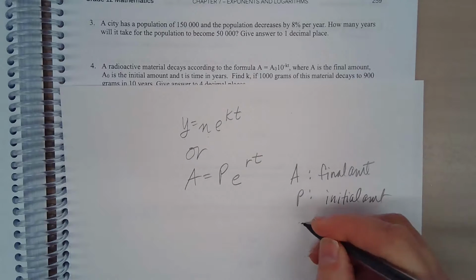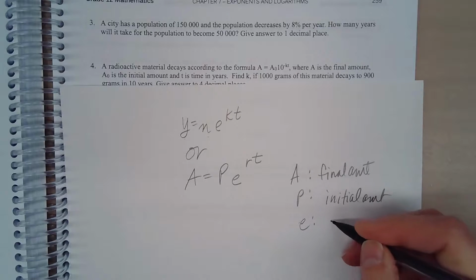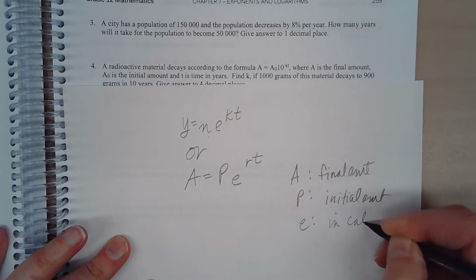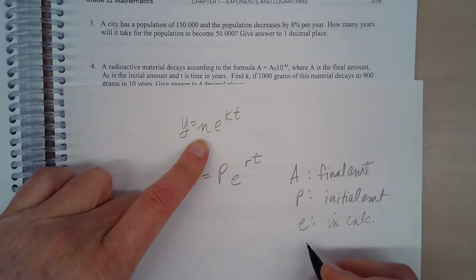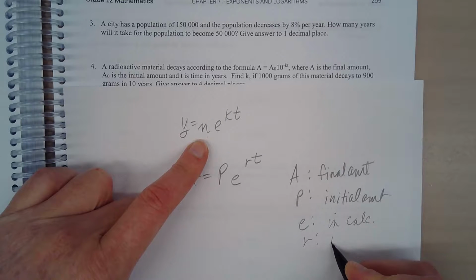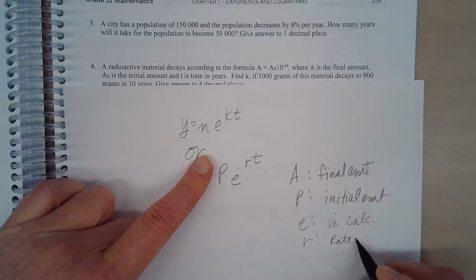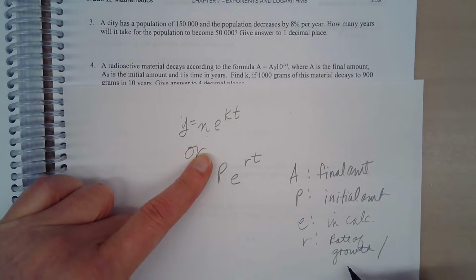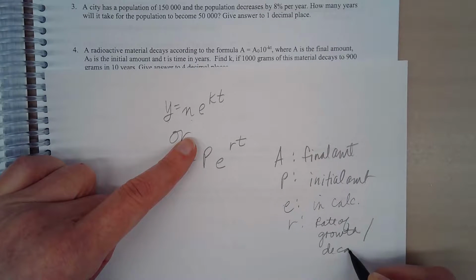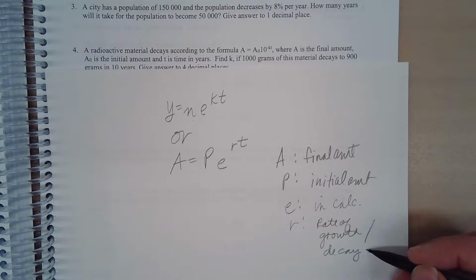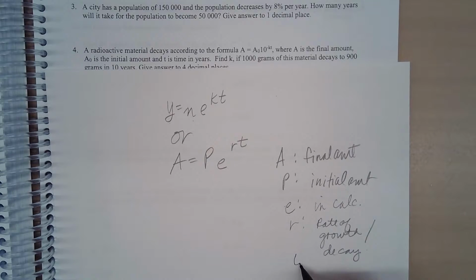What is e? It's a constant, right? It's a number in my calculator. It's inside the calculator. K, or R, I guess, is the rate of growth, or growth or decay, I guess we could call it, because we just established this isn't growing. It's actually dying. So the rate of growth or death. And then T is time.